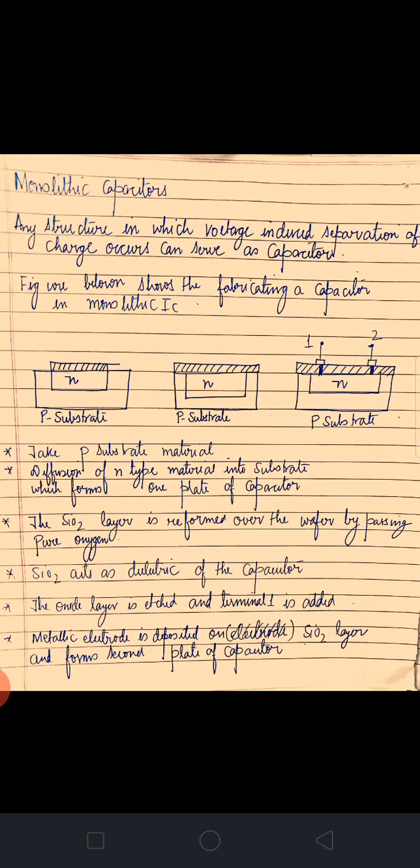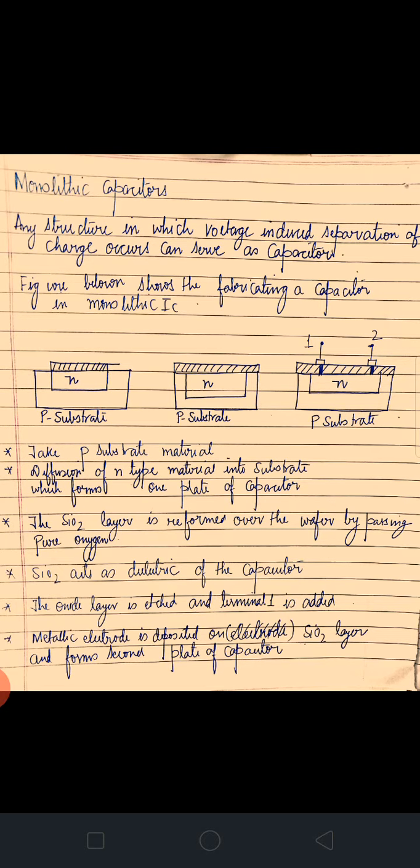The oxide layer is etched and the terminal is added. A metallic electrode is deposited on the SiO2 layer and forms the second plate of the capacitor. Now you can see the two terminals, 1 and 2, with the n-type material between them. So there is an oxide layer, and in between there is an n-type material. It exactly forms a capacitance. The SiO2 layer is the layer which provides the capacitance between point 1 and point 2.